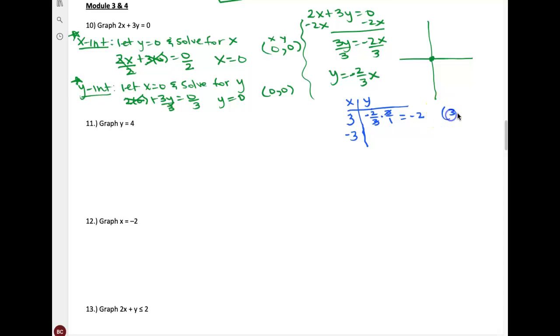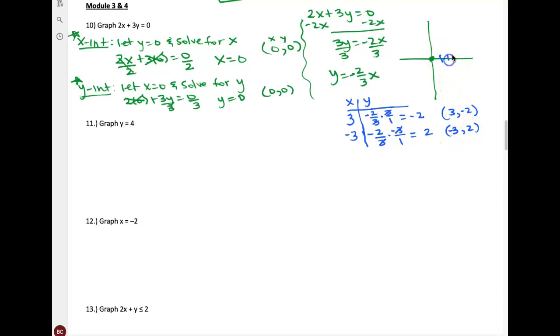So I found the point 3 comma negative 2. So that's another point on my line. Right, and if I put negative 3 in, so I've got negative 2/3 times negative 3 over 1. Okay, and this time a negative times a negative is going to give me a positive. And again, those 3's divide out, so I get negative 3 comma positive 2.